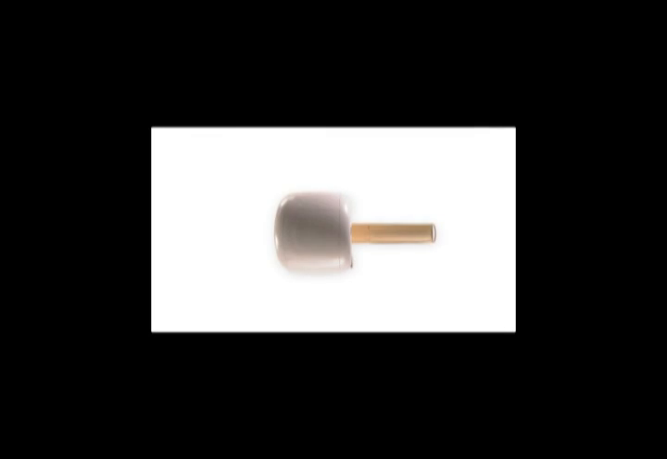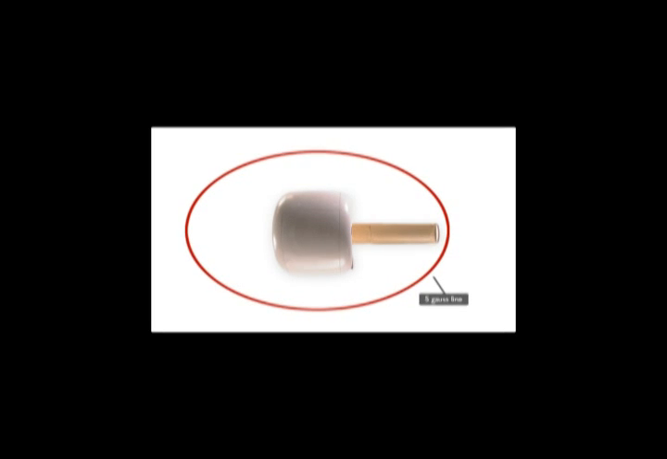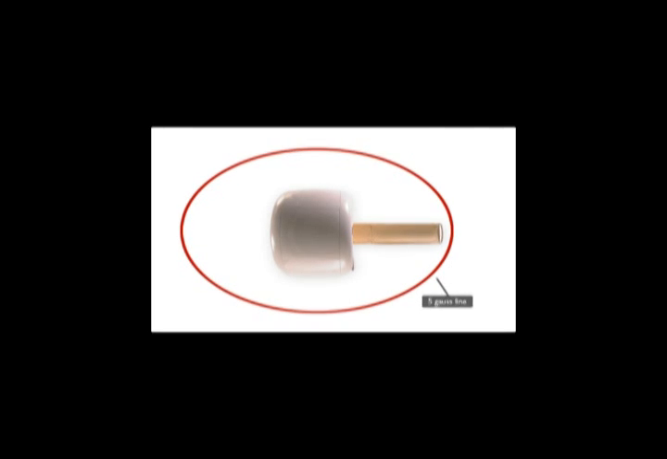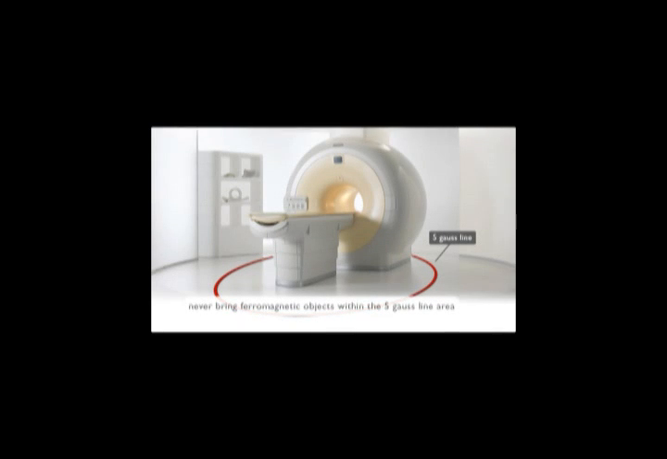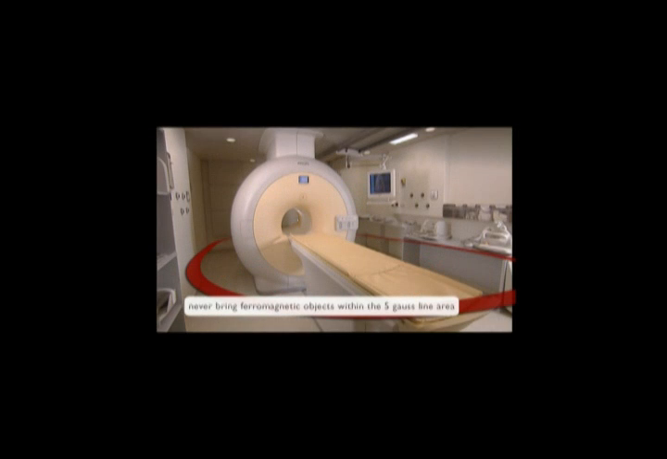The limit of safety for ferromagnetic materials and magnetically sensitive devices, such as pacemakers, is known as the 5 Gauss line. For most sites, the 5 Gauss line lies just within the examination room. So it is advisable never to bring ferromagnetic objects into the examination room.